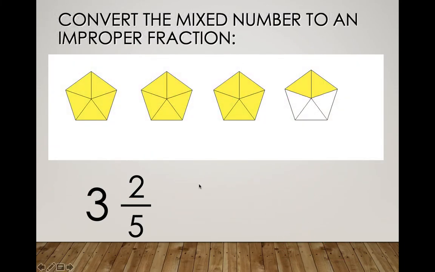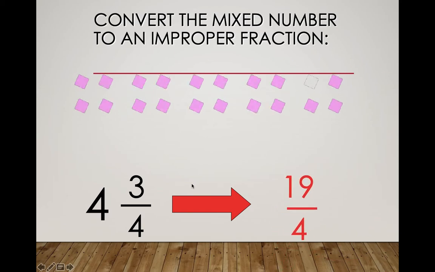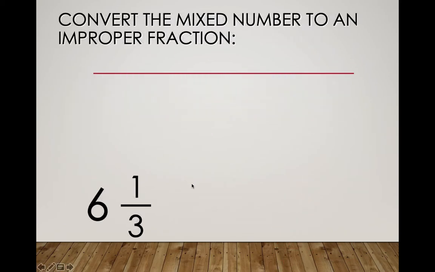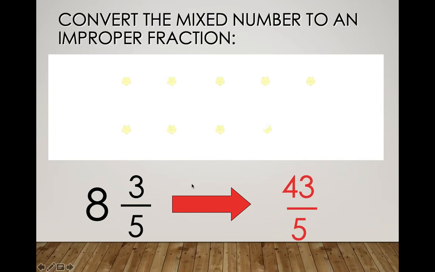Okay, try to do this one before I do it. So you should do 5 times 3 is 15, so far in these 3 we have 15, plus 2 more, 17 over 5. 4 3/4, 4 times 4 is 16, plus 3 is 19 over 4. Okay, I do want you to have some examples in your notes. And I've got a lot of examples here if you want to slow down and look at them.